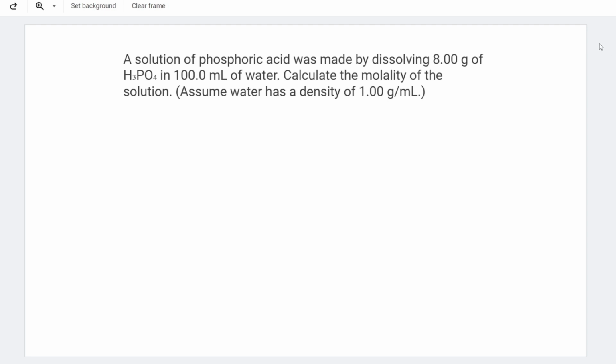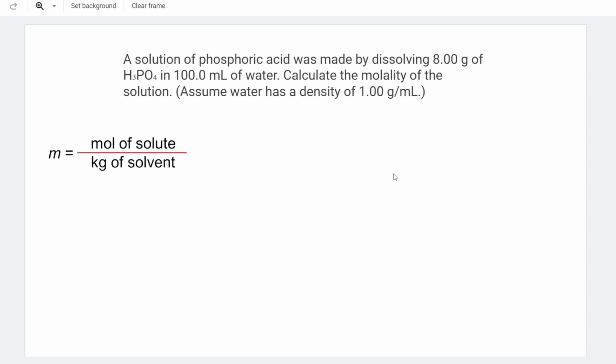So first off, what is molality? It's the amount of moles of solute over the kilograms of solvent. It's another way to measure concentration, similar to molarity. However, we express it with a lowercase m, and we use this equation, moles of solute over kilograms of solvent, instead of using moles of solute over liters of solution.